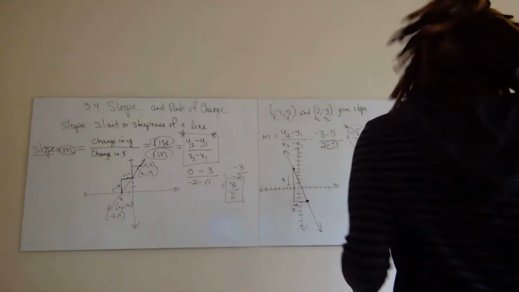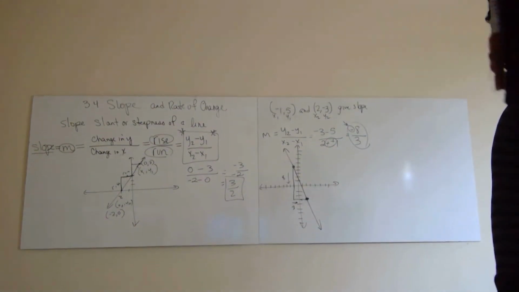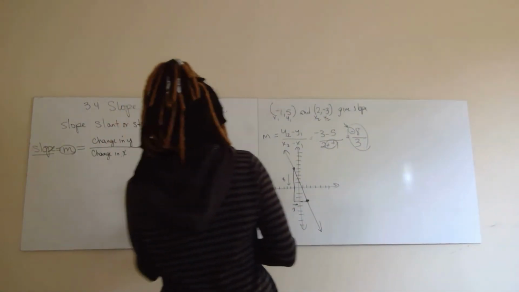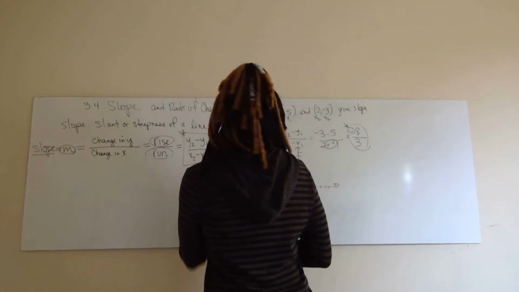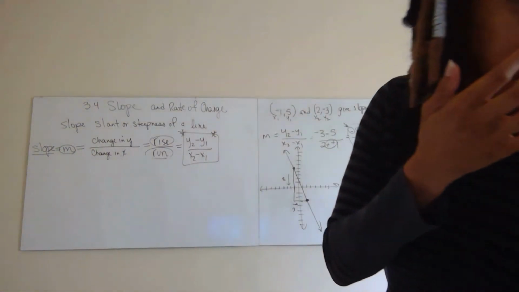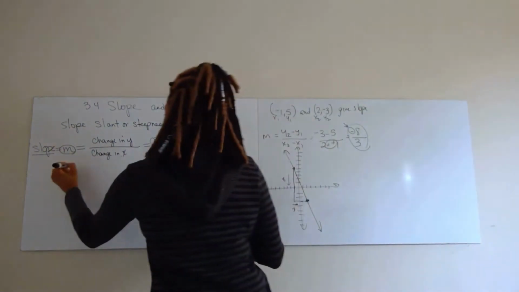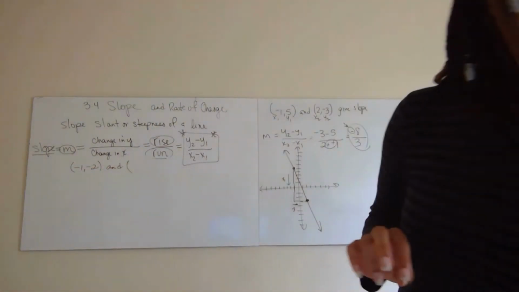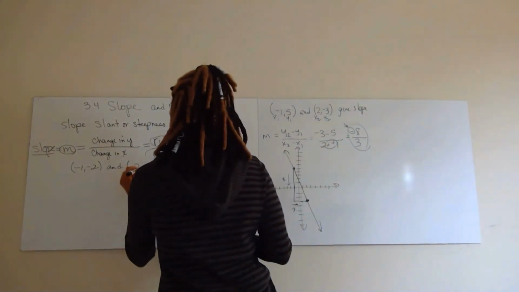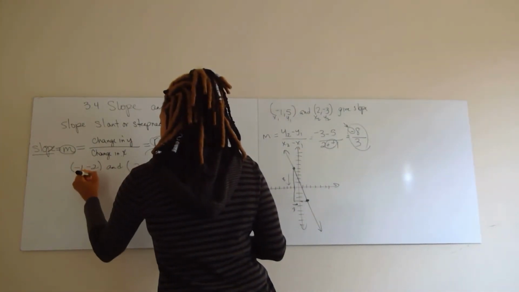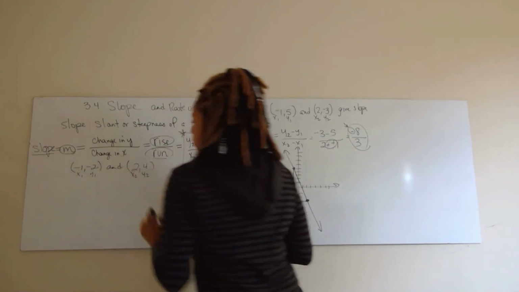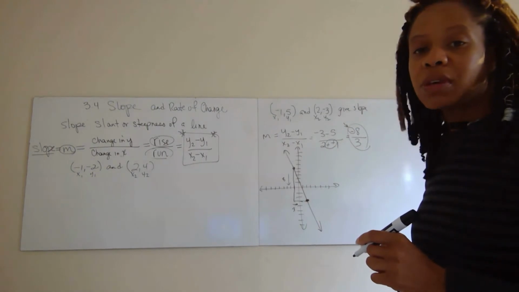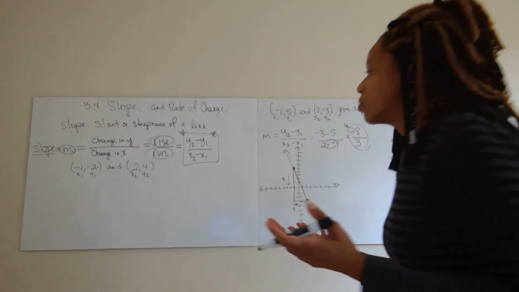All right, let's look at another one. So negative 1, negative 2, and 2, 4. So again, label your ordered pairs. Then you're going to use those ordered pairs to substitute them into the formula so you can identify what your slope is.